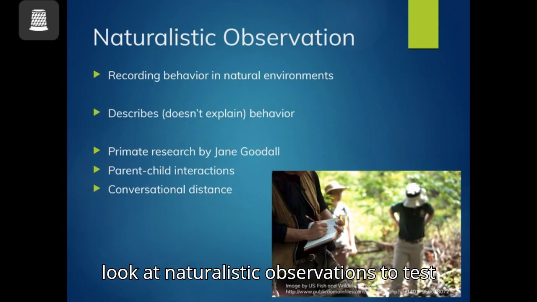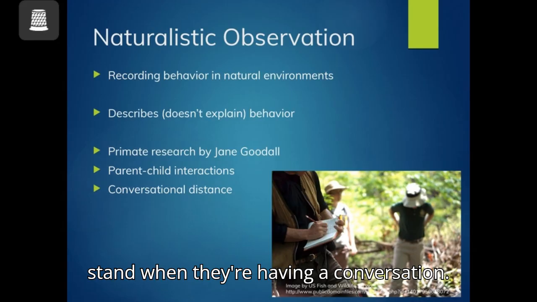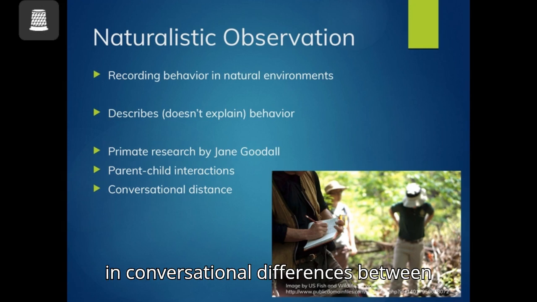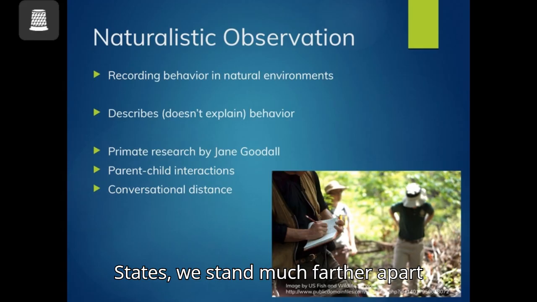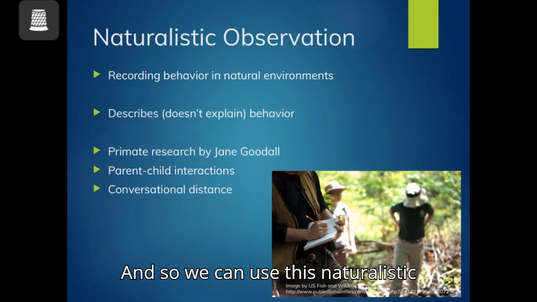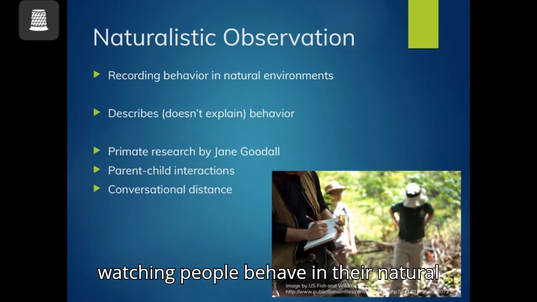We can also look at naturalistic observations to test conversational distance. So the distance, how far apart people stand when they're having a conversation. Now we see this very stark difference in conversational differences between different cultures. So in the United States, we stand much farther apart than people from many Asian countries do. And so we can use this naturalistic observation by standing back and just watching people behave in their natural environment.